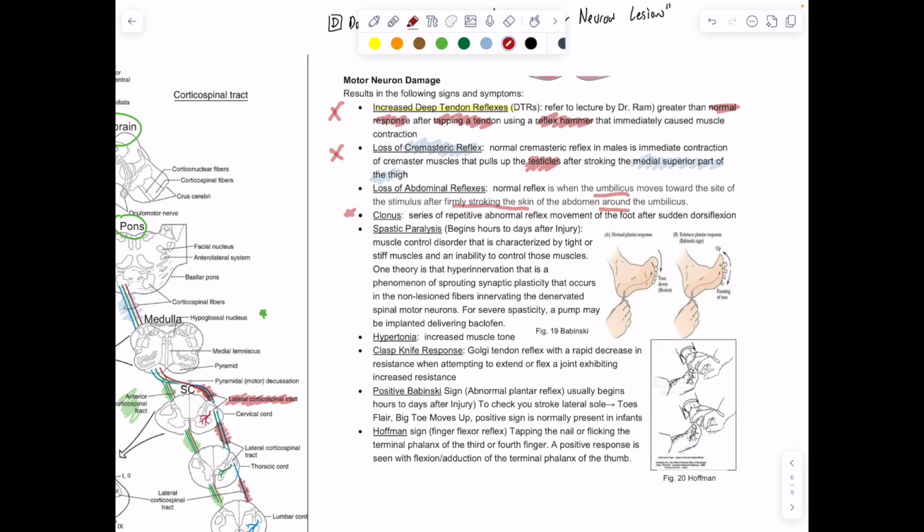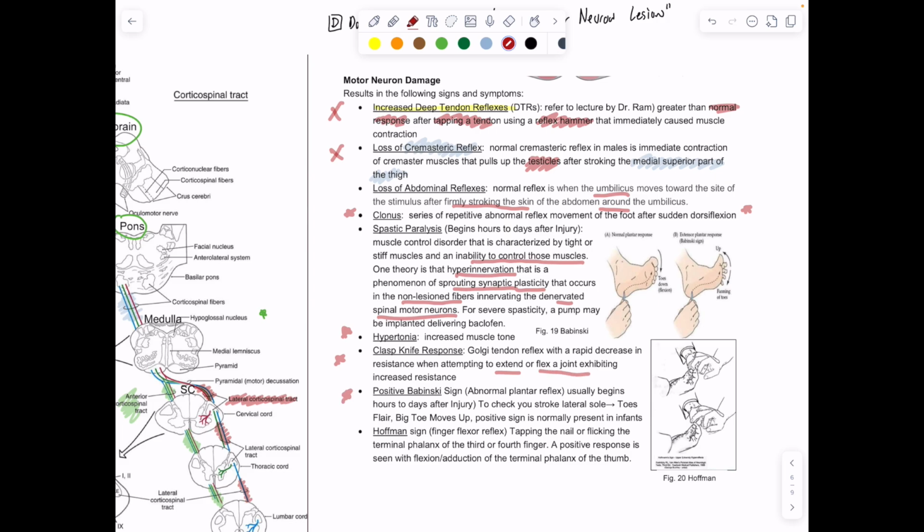Clonus, which is a series of repetitive abnormal reflex movements of the foot after sudden dorsiflexion. Spastic paralysis, which is a muscle control disorder characterized by tight or stiff muscles or inability to control those muscles. Basically, the theory is that hyperinnervation is a phenomenon of sprouting synaptic plasticity that occurs in the non-lesioned fibers innervating the denervated spinal neurons. So, hypertonicity, increased muscle tone, clasp-knife response, Golgi tendon reflex with a rapid decrease in resistance when attempting to extend or flex a joint, after exhibiting increased resistance.